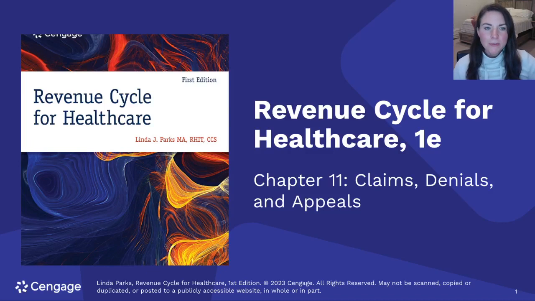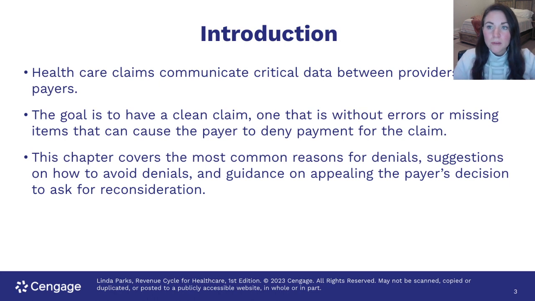Okay, everyone, Chapter 11 is going to talk about claims, denials, and appeals. Healthcare claims are what tell the payer what a provider did for a patient, right? We always want to have a clean claim, meaning no errors or missing items, because otherwise your claim can get denied and you don't receive payment for the services that you provided. And so we're going to talk about some of the most common reasons for denials, how to avoid denials, and how to make an appeal.